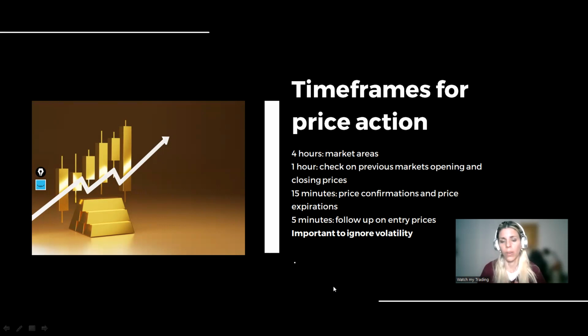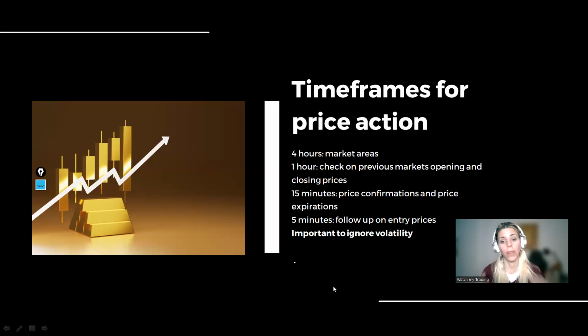You can go down to 5 minutes if you want to, but we don't use 1 minute. That will get you totally blind from the price, the pure price activity. And 1 hour is already too much. So between the 15 minutes and 5 minutes is perfect to find the price confirmations that we need. In 5 minutes, we follow up the entry.